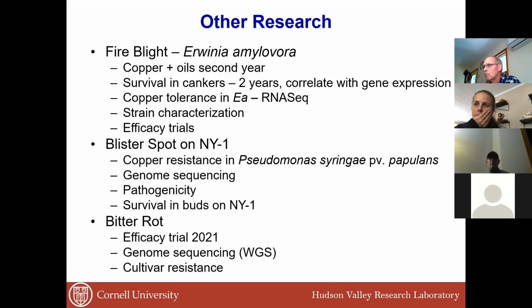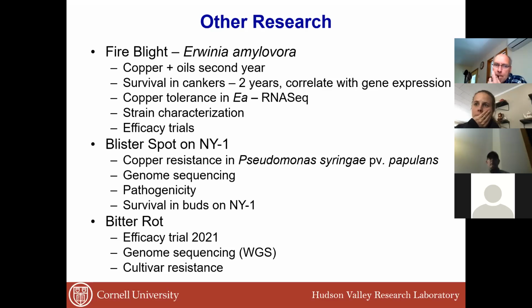We had issues in 2020 again with blister spot on New York 1. We're looking into the copper resistance of this bacterium, Pseudomonas syringae pv. papulans, to really key out why we have issues with this problem in New York 1. And also we're using genome sequencing to determine what is the genetic basis for this resistance. And we also have done pathogenicity tests and looked at the amount of this bacteria on buds of the New York 1 apple cultivar.